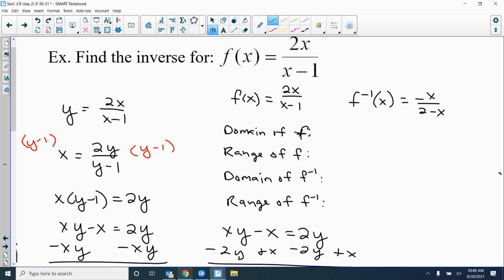What's the domain of the original function? Or what can it equal? 0? Are we looking at the same functions? No. Original function, right here. Denominator can't be 0. Oh, 1. There we go. Positive 1. So your domain is negative infinity to 1 union 1 to infinity.